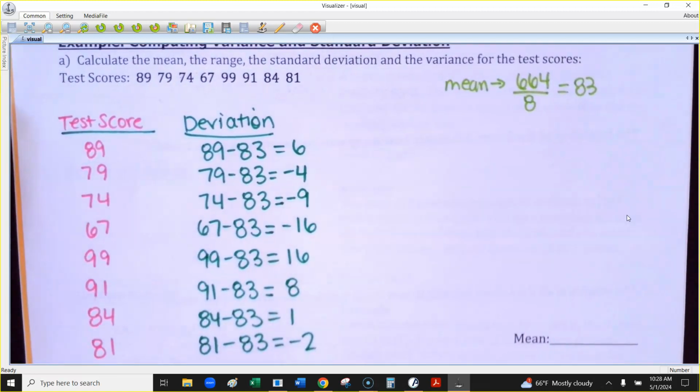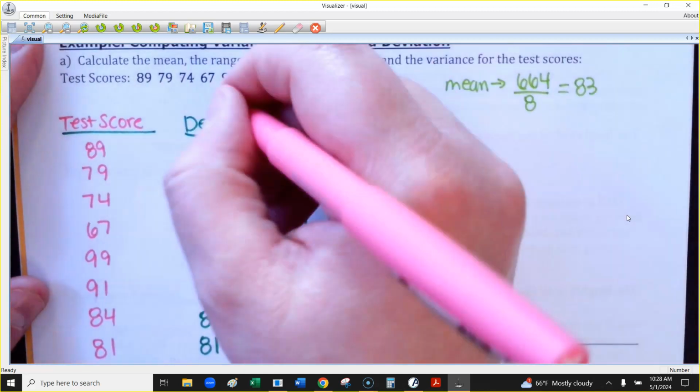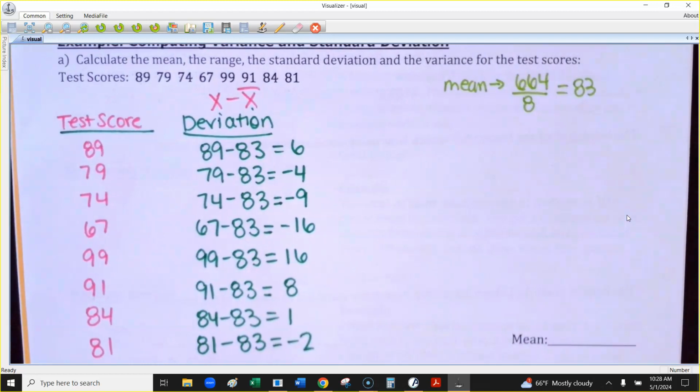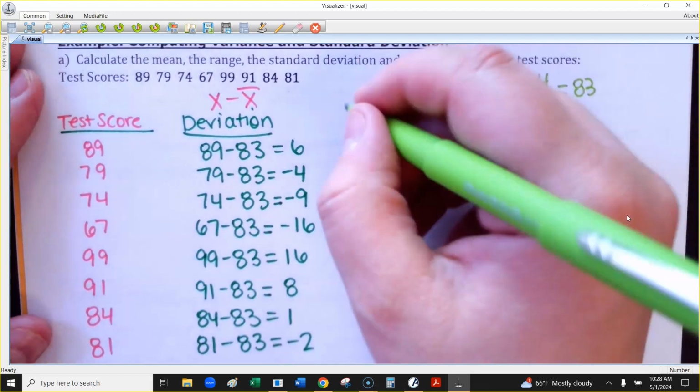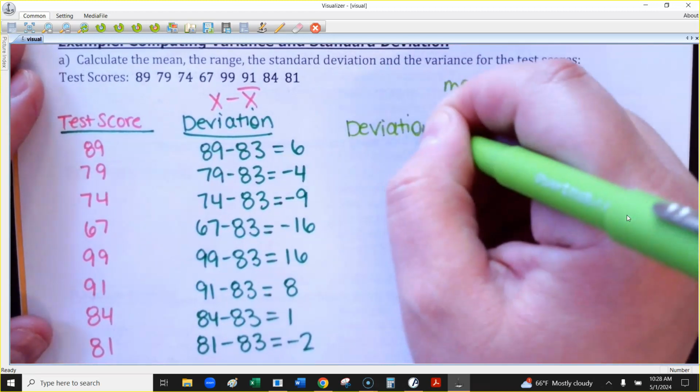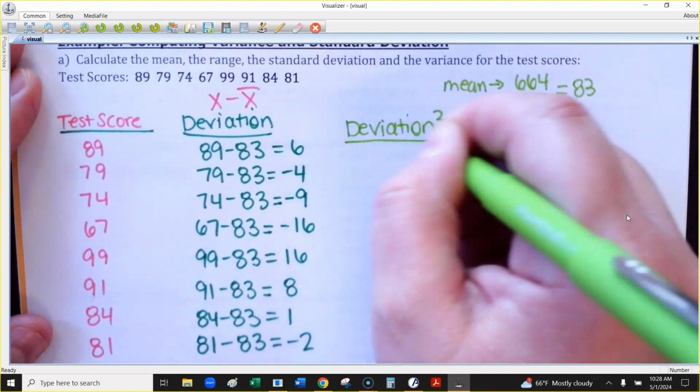So if you were looking up above where I wrote the data value minus the mean, that's what you're doing if you calculate a deviation. How far away is that test score from the average that you have? Okay, now the third thing I'm going to write down, you just need the deviation squared for each one.